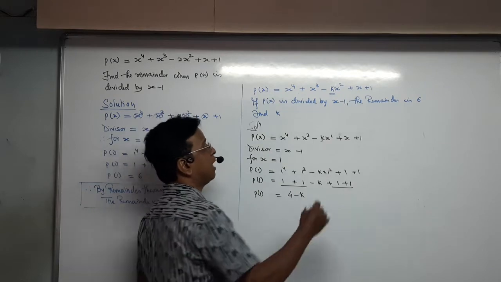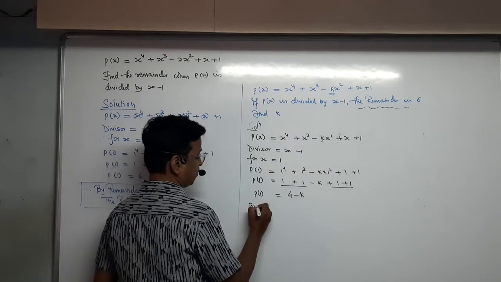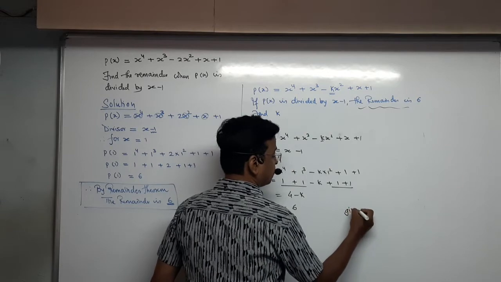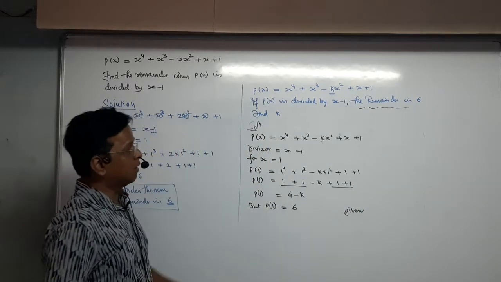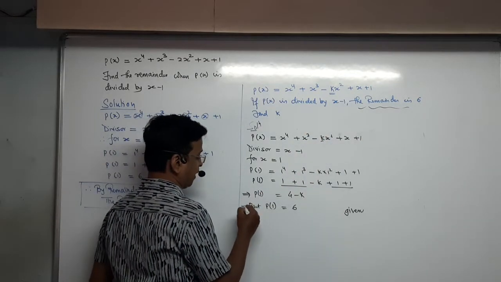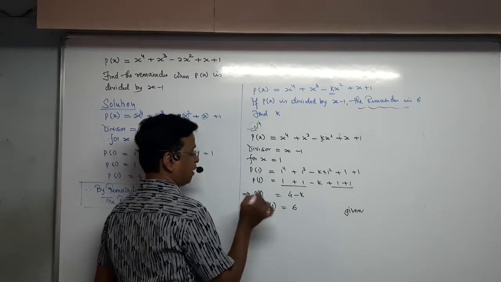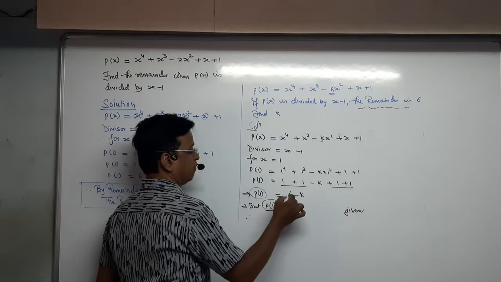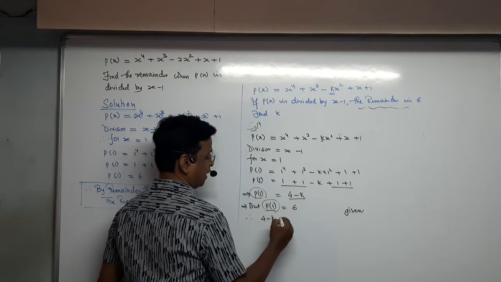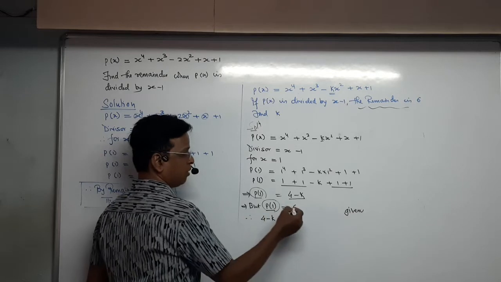But now what happens, they have given the remainder is 6. But P of 1 is equal to 6. This is given. The remainder is 6. Now from these two equations, what will I get? This is P of 1, this is P of 1. Both are the same, no? So these both will be same now. Remember always. Therefore 4 minus k is equal to 6. Understood? Yes, sir. This will be equal to this.